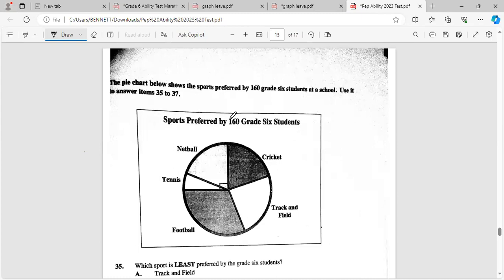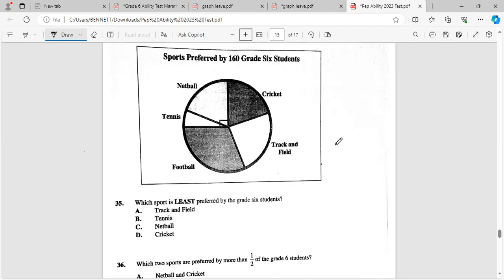Go ahead. The pie chart below shows the sports preferred by 160 grade 6 students at a school. Use it to answer items 35 to 37. Sir, can I scroll on to the question, please? Yeah, definitely. Which sport is preferred by the grade 6 students? B, tennis.